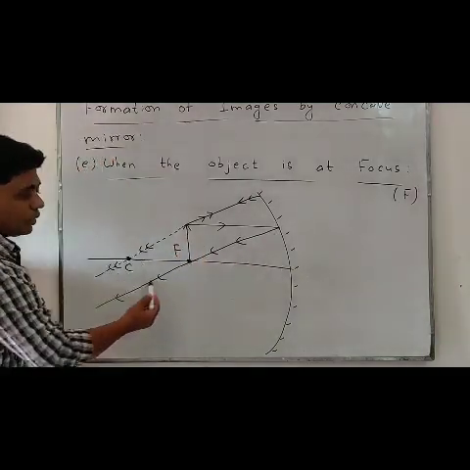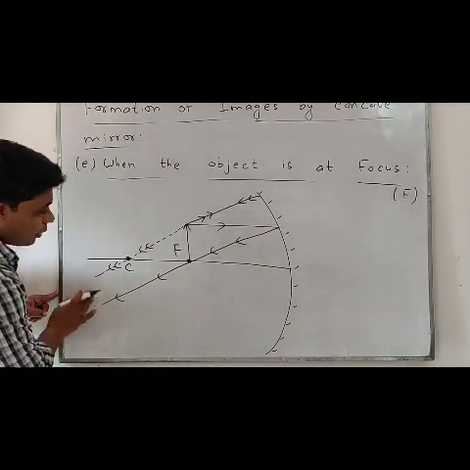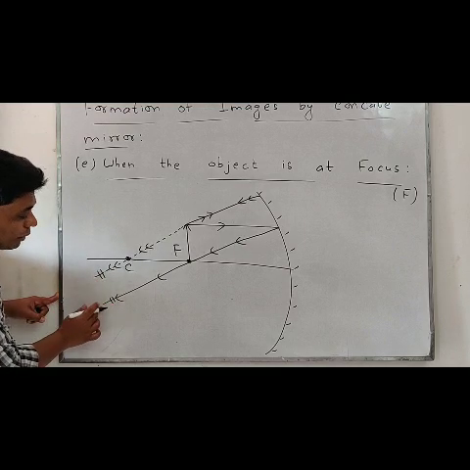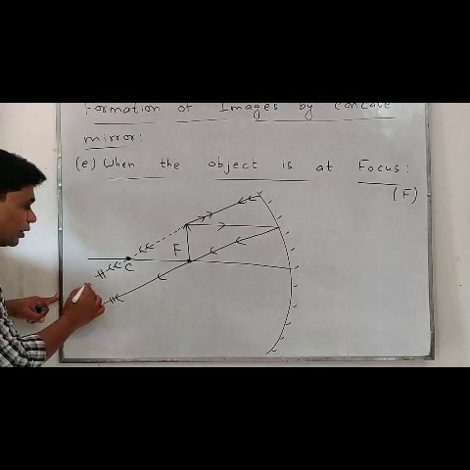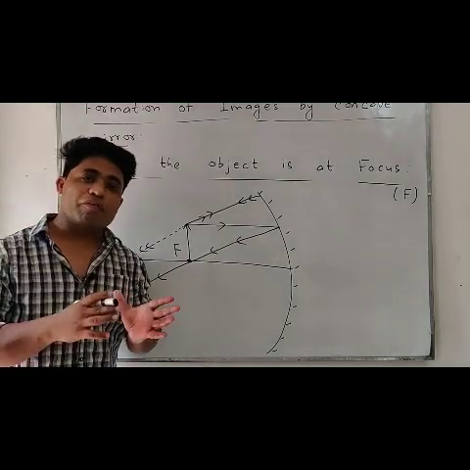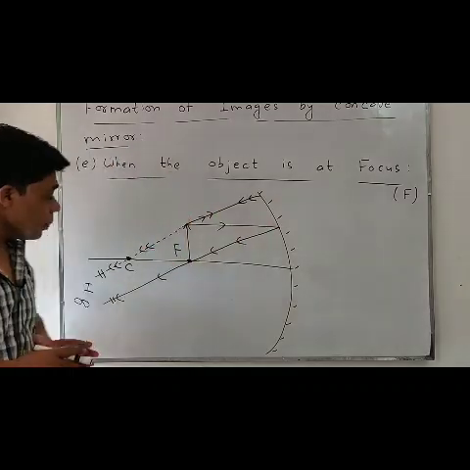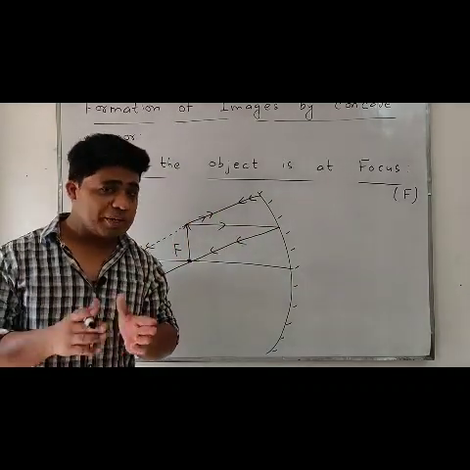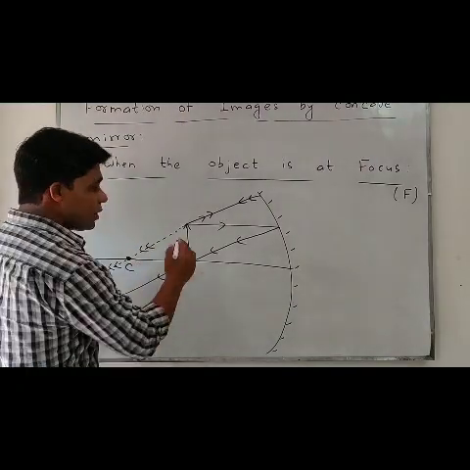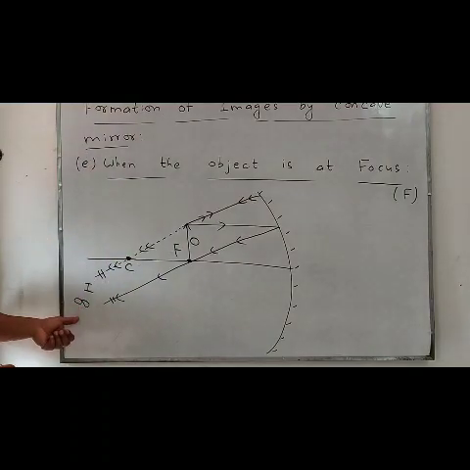A ray is incident, it gets reflected. Another ray is incident, it gets reflected. So look, after reflection, the light rays become parallel. It means we'll obtain the image at infinity. So that is the reciprocal of the first case. What was in the first case? When the object is at infinity, we obtain the image at focus. So that is the reciprocal, the inverse case. Here the object is placed at focus and we are getting the image at infinity.